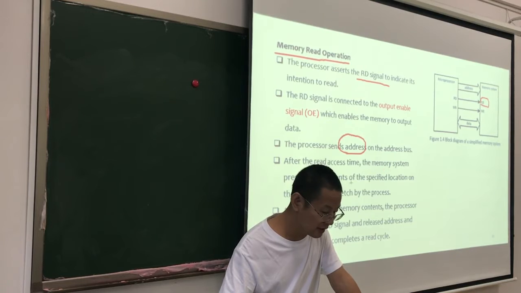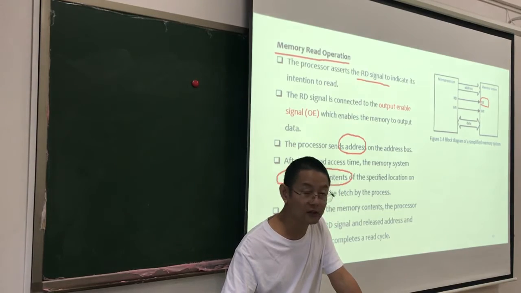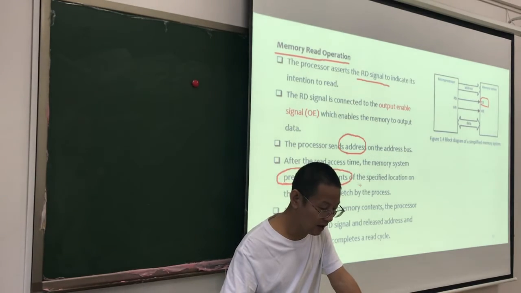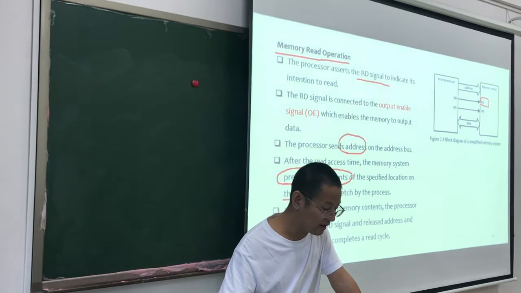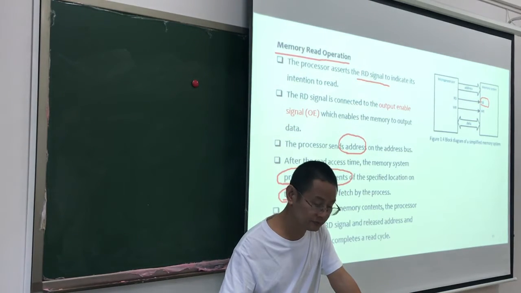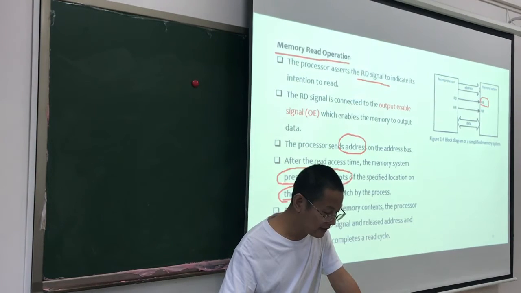The memory system presents the data on the data bus. After fetching the memory contents, the processor de-asserts the RD signal, and releases the address and the data bus. This completes a read cycle.